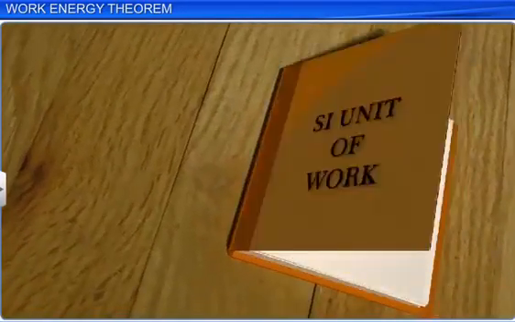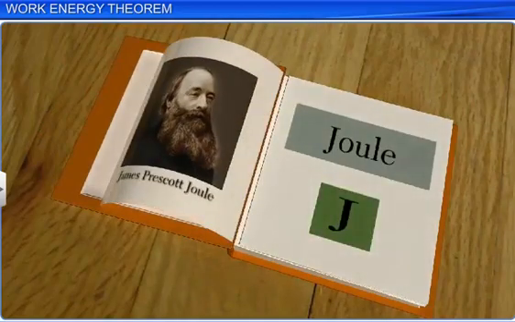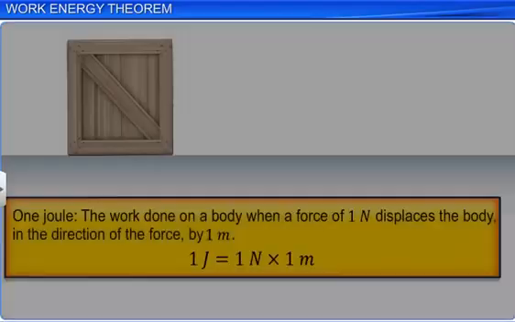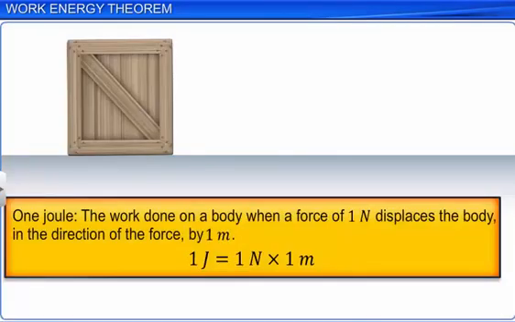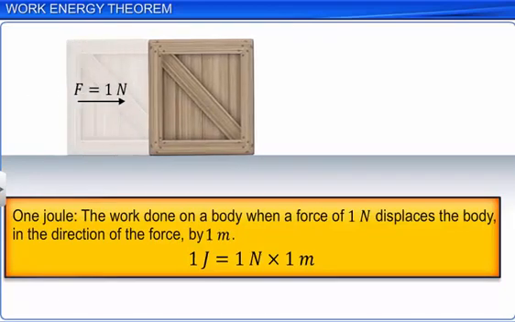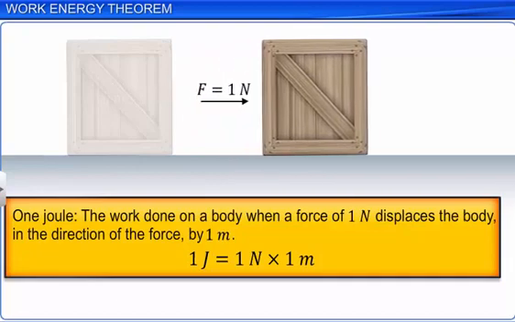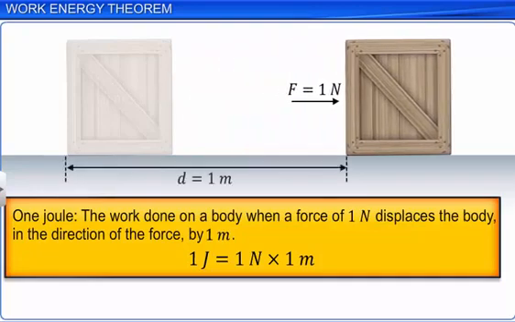The SI unit of work is joule, which is denoted by the letter J. Named after the famous British scientist James Prescott Joule. Thus, 1 joule is defined as the work done on a body when a force of 1 Newton displaces the body in the direction of the force by 1 meter.